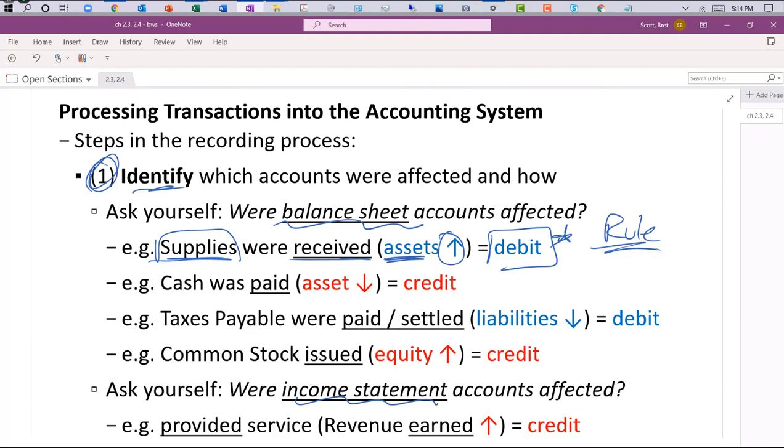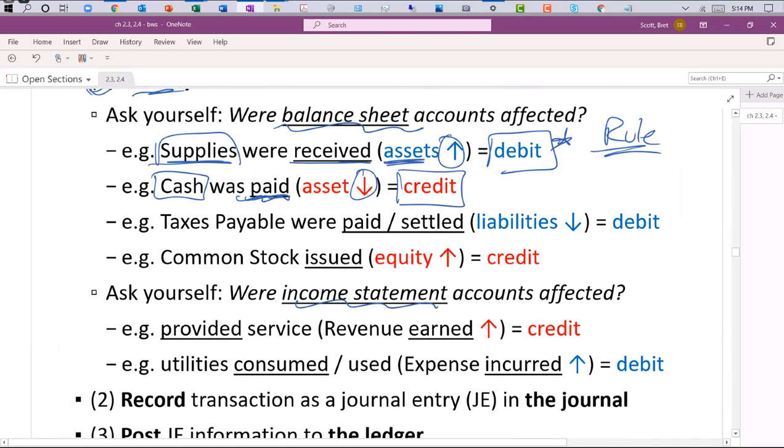If, for instance, a transaction involved us paying cash, cash is an asset. Paying cash means that we reduce the asset. Therefore, the rule says we need to credit that account. You'll get used to this over time, but it's important that you practice it.